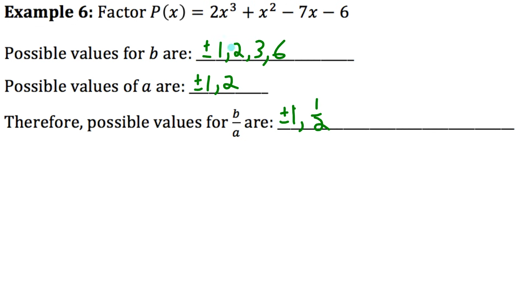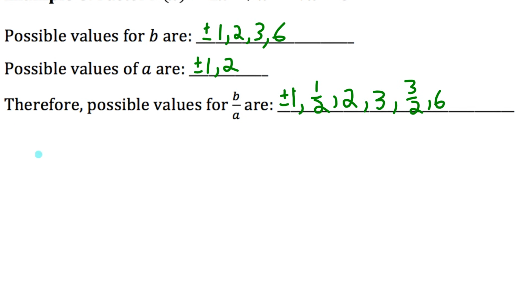Now 2 over 1 and 2 over 2. So that's 2, and 2 over 2 is 1, and I already have that. Then 3 over 1 and 3 over 2. Then 6 over 1 and 6 over 2. But 6 over 2 is 3, and I've already got that. So here's my complete list of 12 numbers that could make this be 0. Up to 3 of them could work. Let's find one that works. So let's do a test.